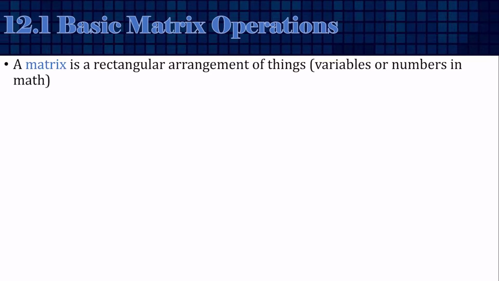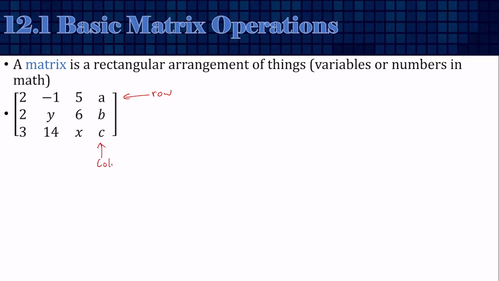A matrix is a rectangular arrangement of things, like variables or numbers. See, it's shaped like a rectangle. The elements are put into rows and columns. Horizontal are rows. Vertical are columns. So there's rows and columns. Columns go up and down, just like in a building. The things that go up and down that hold up the roof are called columns.